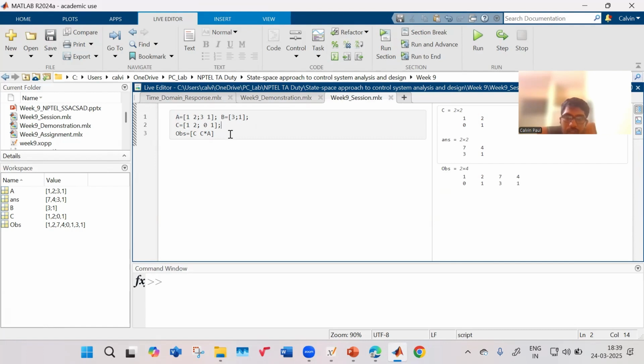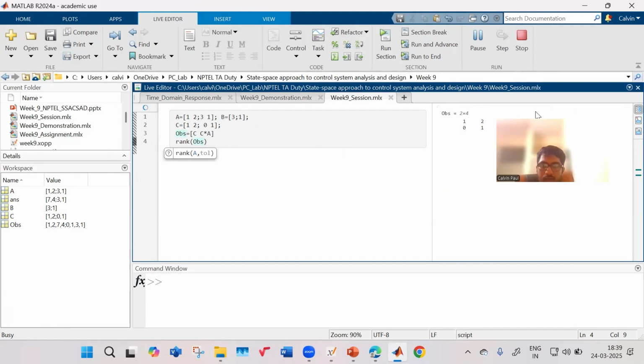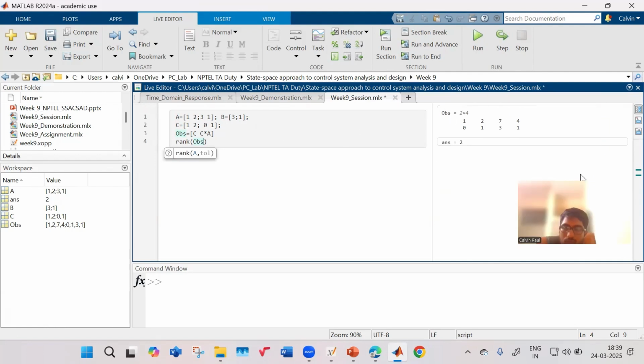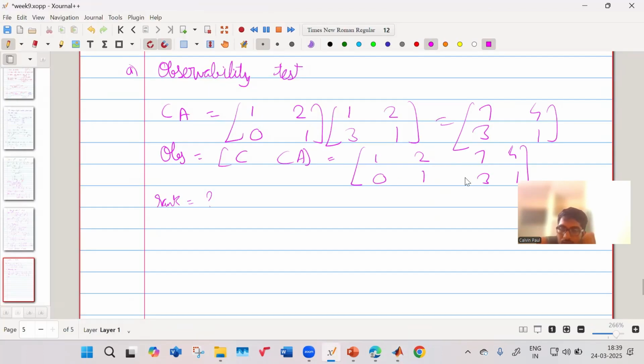Let us find the rank of it. It comes out to be 2. So this rank has to be 2. This can only be 1 if this entire row is 0, which is not happening. That is why the rank is 2.